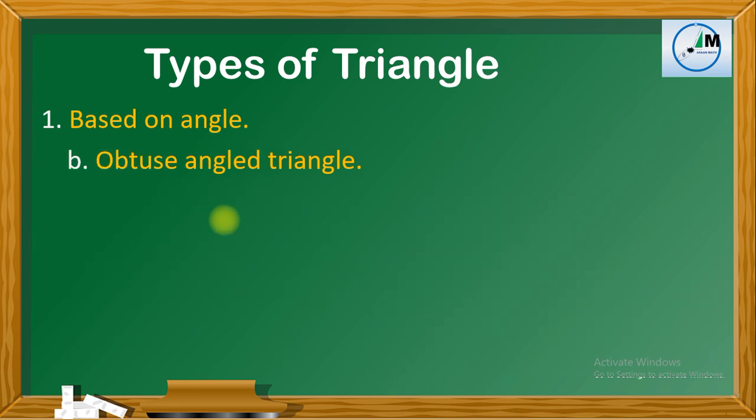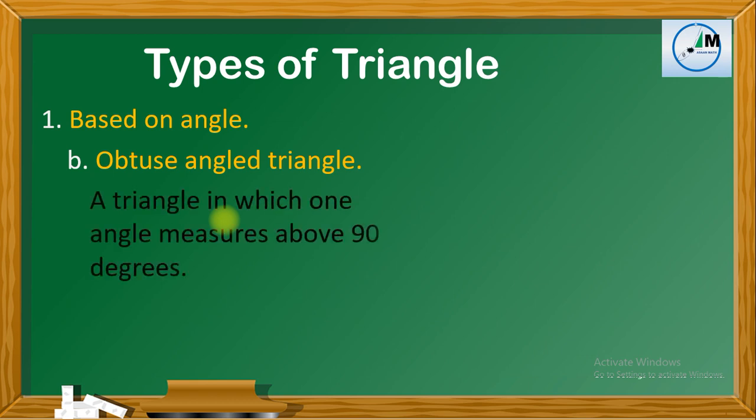Obtuse angle triangle. An obtuse angle triangle is a triangle in which one angle is greater than 90 degrees. For example, take this example. In this figure you can see that this angle is greater than 90 degrees. So the other angles will be less than 90 degrees. Why? Because we should note another important statement about triangles, that the sum of all the angles of a triangle is 180 degrees. So if one angle in a triangle is greater than 90 degrees, definitely the other two angles will be less than 90 degrees each.